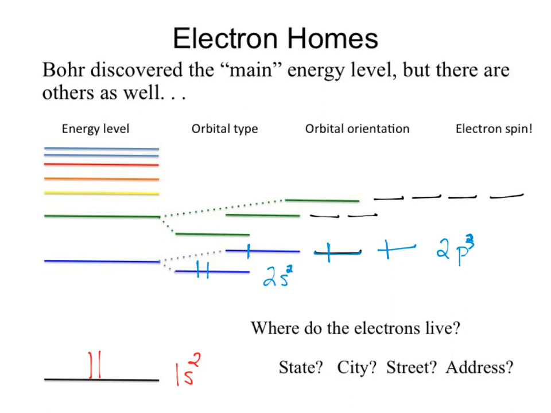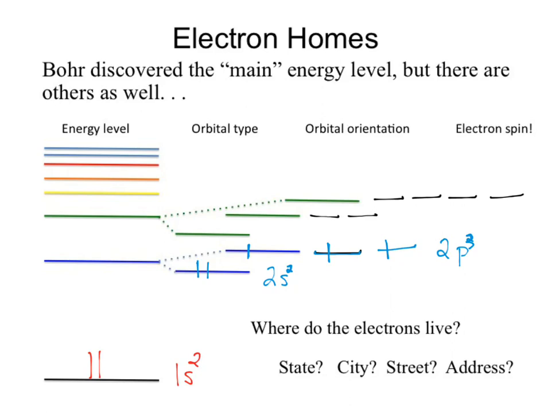Can you explain why I didn't go up instead of over? Why we don't jump up to the same orbital? The reason we go over as opposed to the same orbital is because the negatives repel.